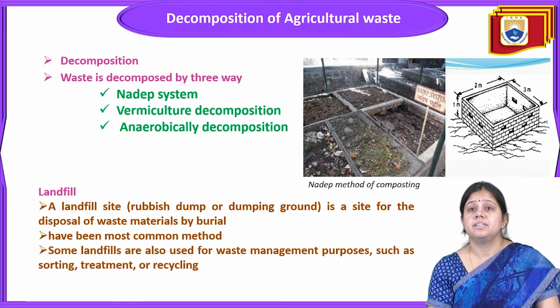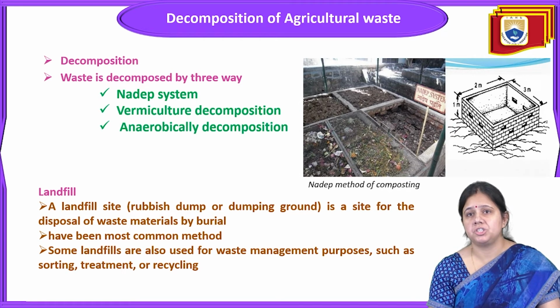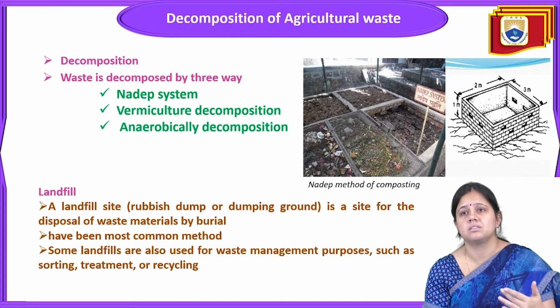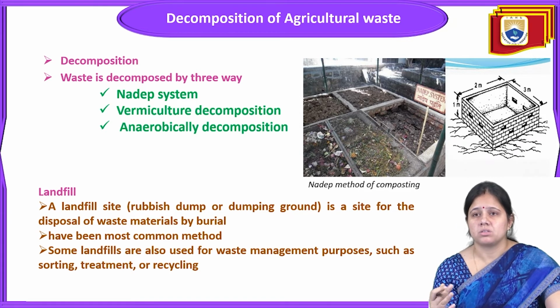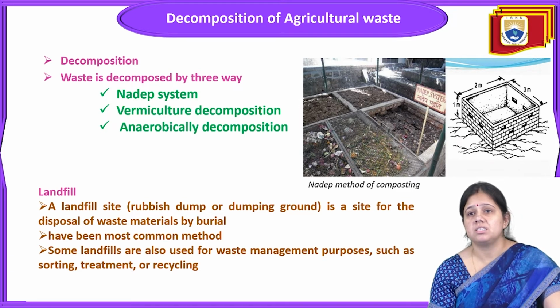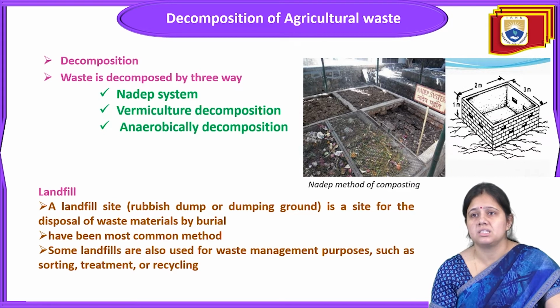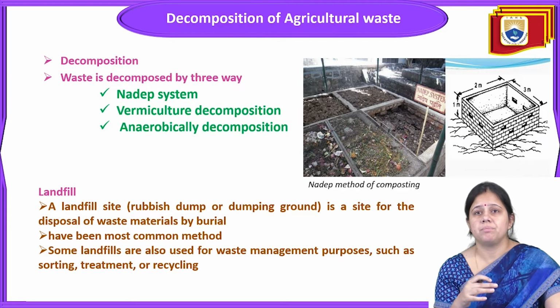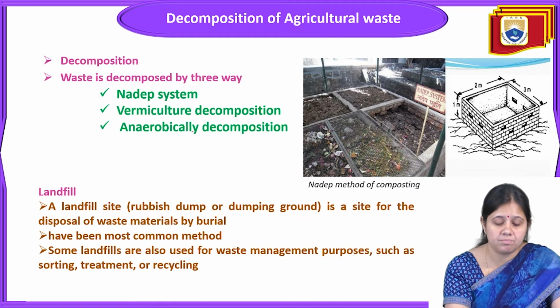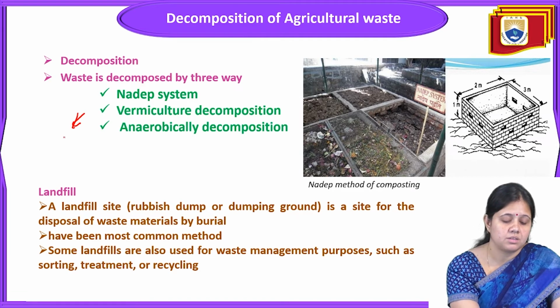Next is the decomposition. How does this decomposition happen inside this box? First of all, decomposition will happen by three types of systems. First is the NADEP method of composting. This composting is widely practiced in India. Next is vermiculture decomposition. In vermiculture, we add some worms, earthworms.